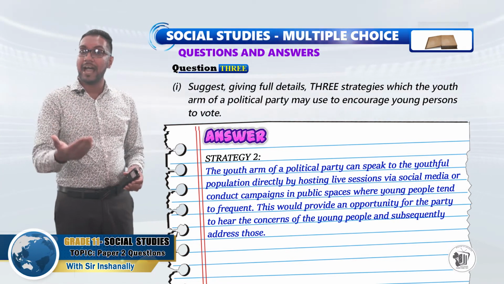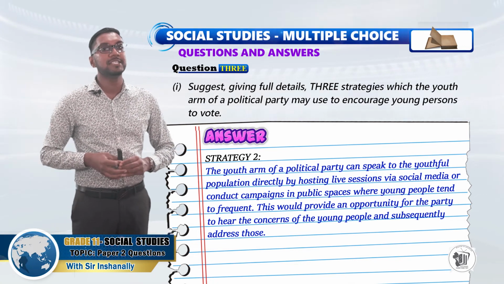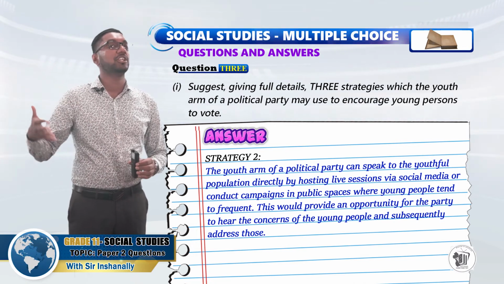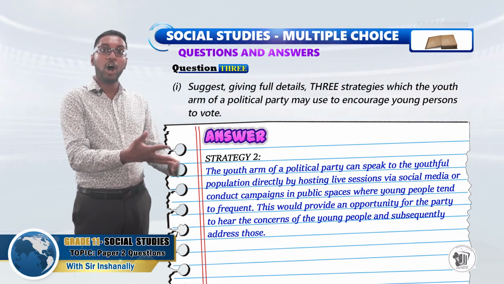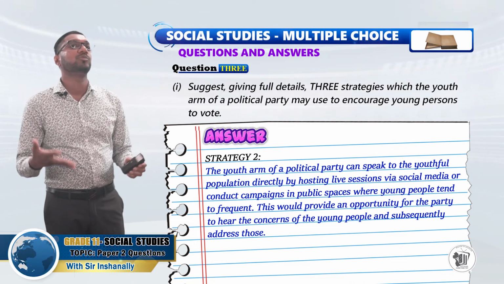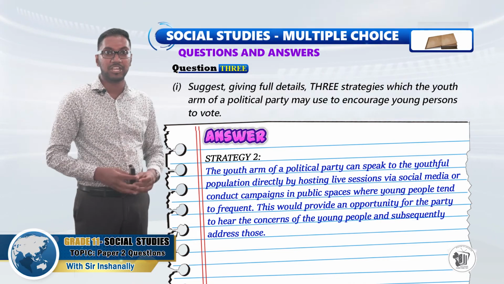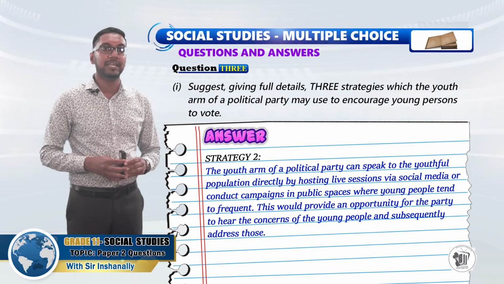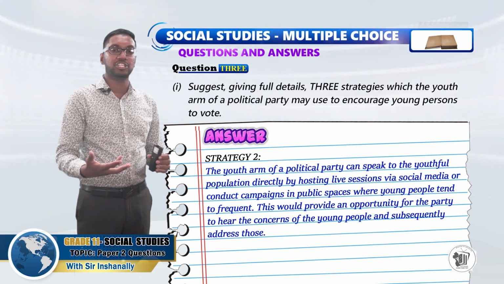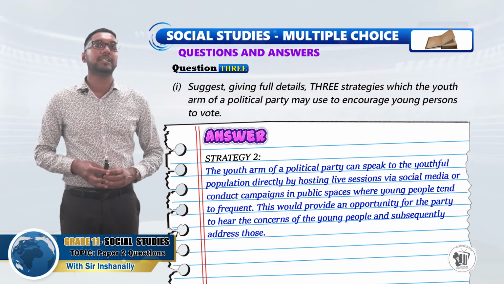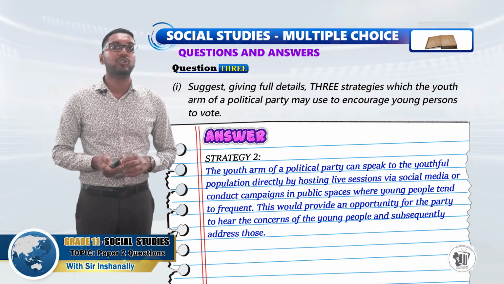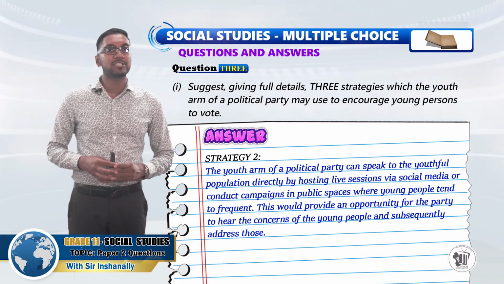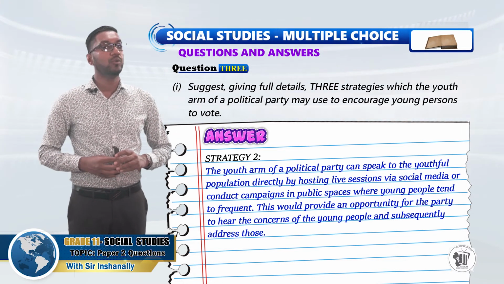Also, they can have campaigns in public spaces where young people tend to frequent. For example, a recreational facility or even a mall where young people go and hang out with their friends. They could have a booth there as well. So this is a strategy that would certainly get the youthful population engaged with the political parties in a very direct manner. Now let us justify why this strategy will certainly work.